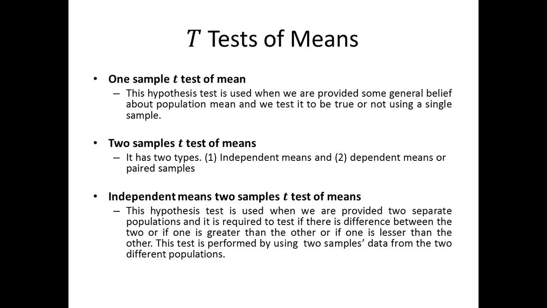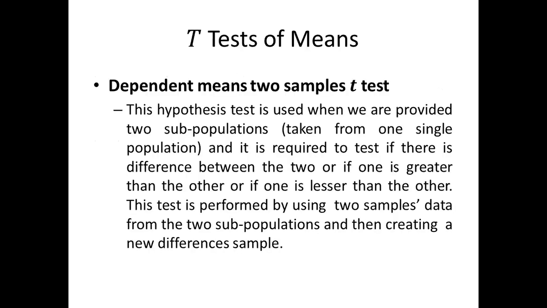So independent means two sample t-test of means: this hypothesis test is used when we are provided two separate samples from two separate populations, and it is required to test if there is a difference between the two, or if one is greater than the other, or if one is lesser than the other. This test is performed by using two samples data from the two different populations.